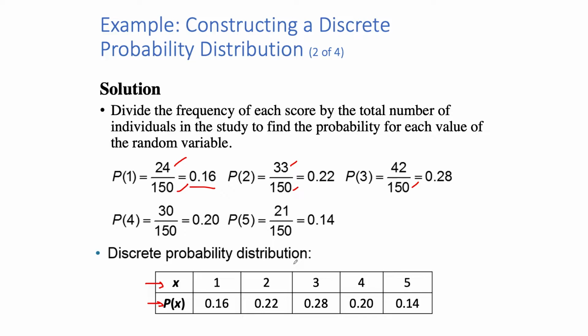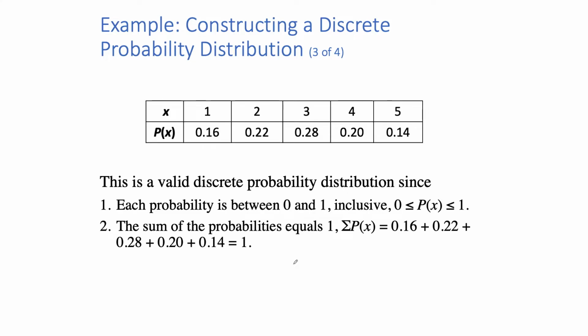To make sure that this is a valid probability distribution, we need to check for two conditions. We need to check that any of these values here, the probabilities which are attached to any of these numbers, are between 0 and 1.